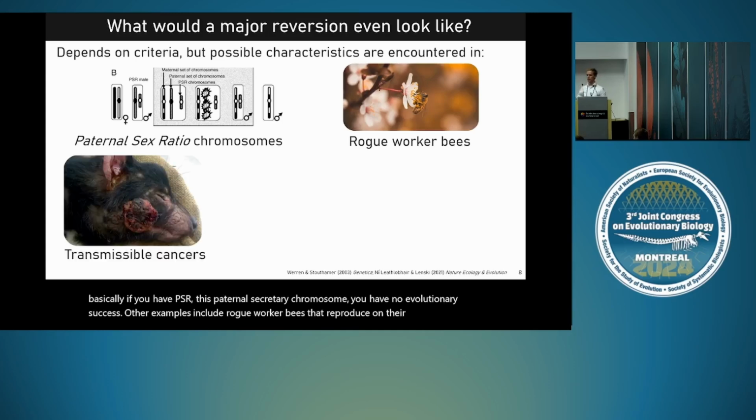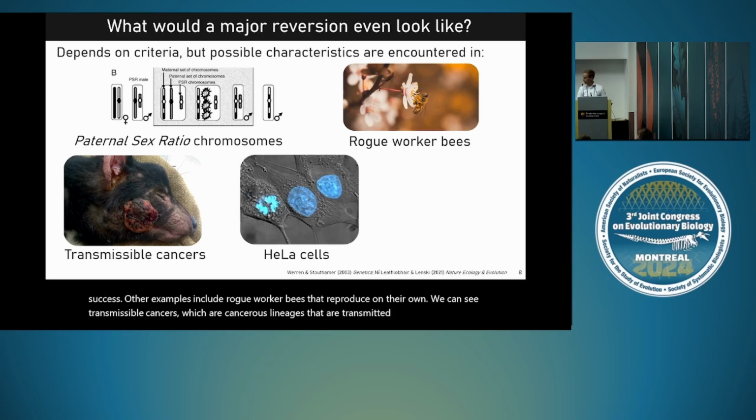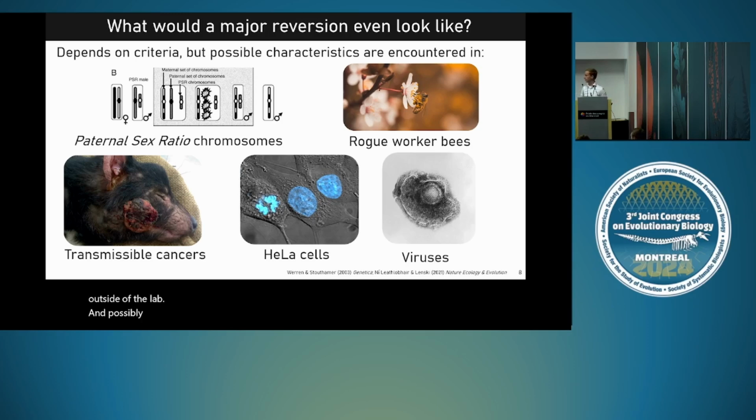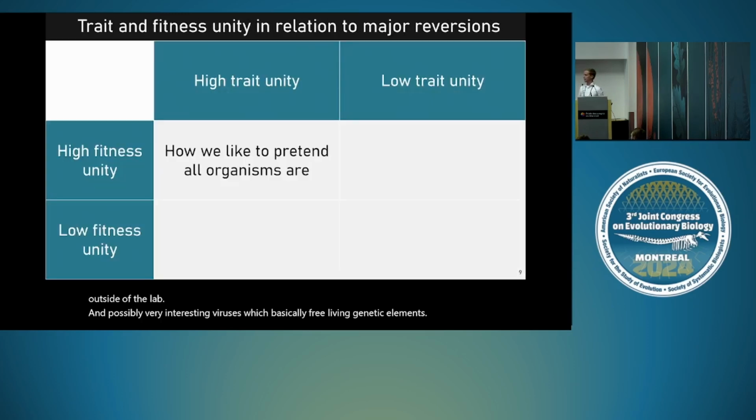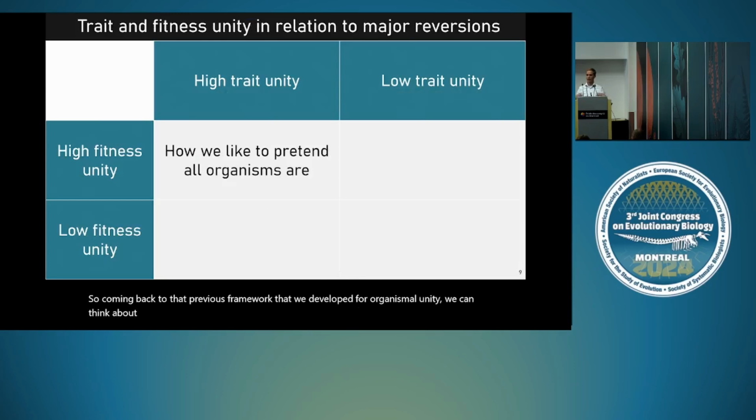We see transmissible cancers, which are cancerous lineages that are transmitted between individuals. HeLa cells, which are basically immortal single cells in a sense, but they just don't live outside of the lab. And possibly very interesting viruses, which are basically free-living genetic elements. And so coming back to that previous framework that we developed for organismal unity, we can think about how they might actually help us think about when major reversions could occur.